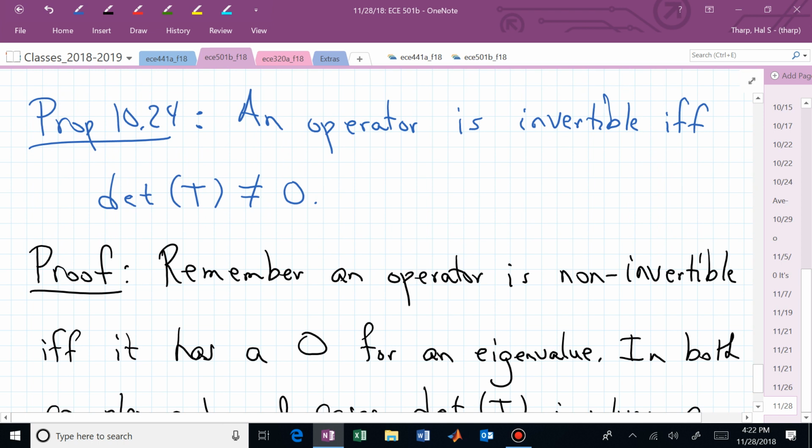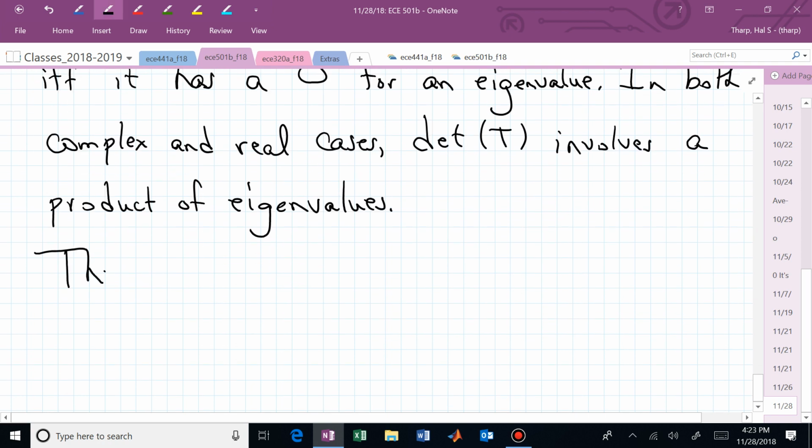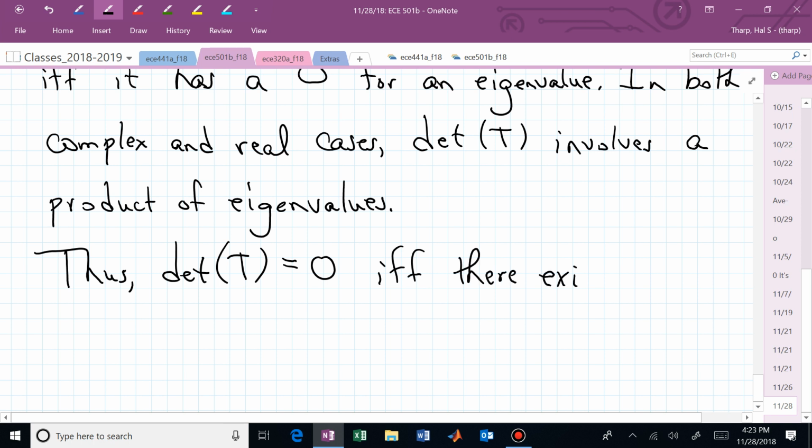If we wanted to decide yes or no, is this operator invertible, and somebody hands you the eigenvalues, if one of those is 0, or maybe they just say the determinant is 0, then you know that operator does not have an inverse. Thus, the determinant of T is equal to 0 if and only if there exists one of the eigenvalues equal to 0.